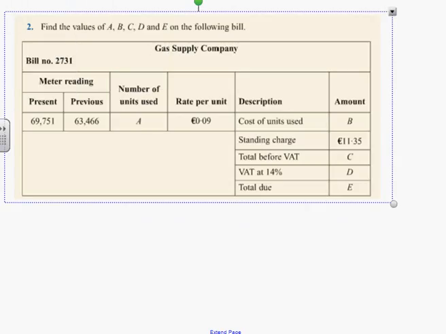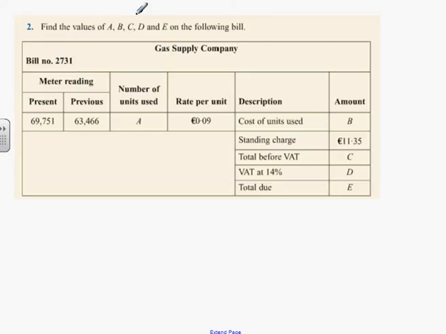What we have here is: find the values of A, B, C, D, and E on the following bill. You get this for electricity when you're renting, when you're in college for the first time, or when you're older and you've moved out of home. You end up seeing these bills, and you want to make sure you're not getting ripped off.